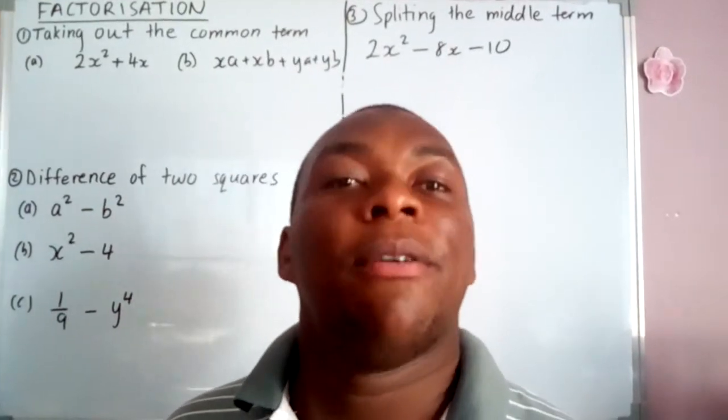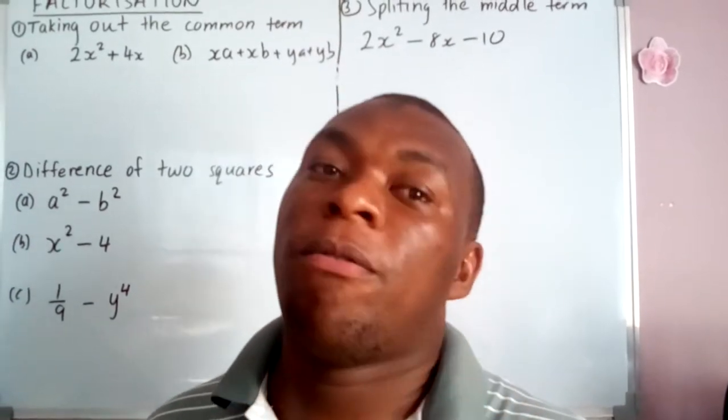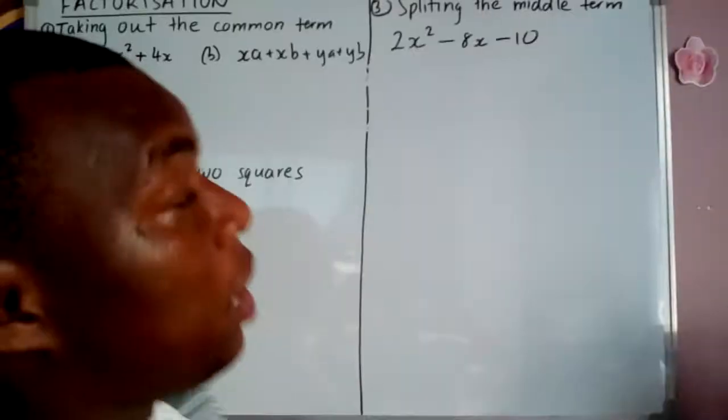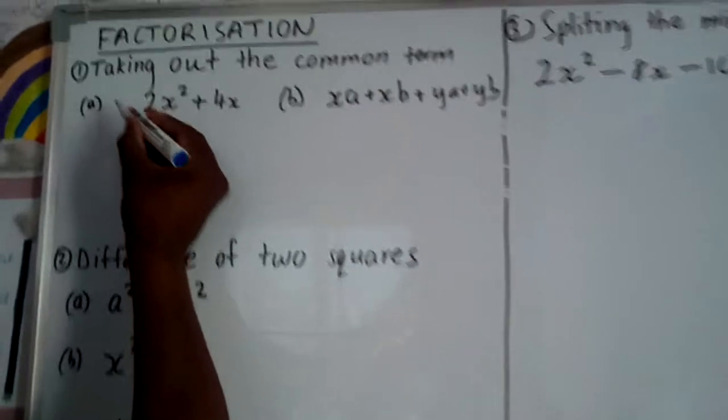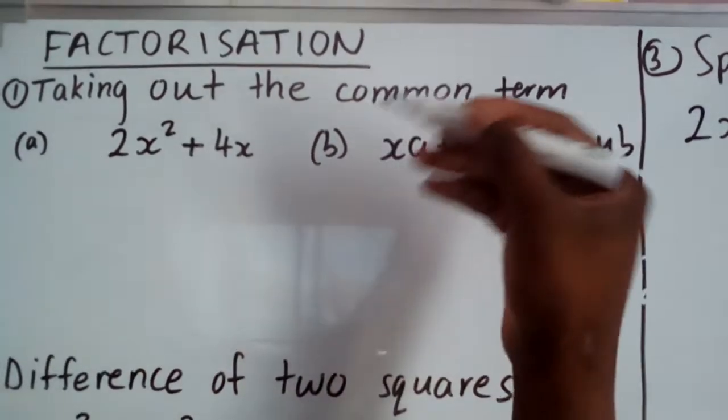Today we are looking at factorization. There are three ways of factorizing. Here is our example. Number one, we factorize by taking out the common term.